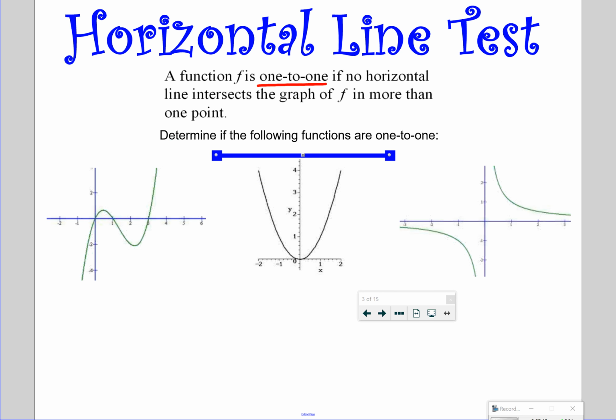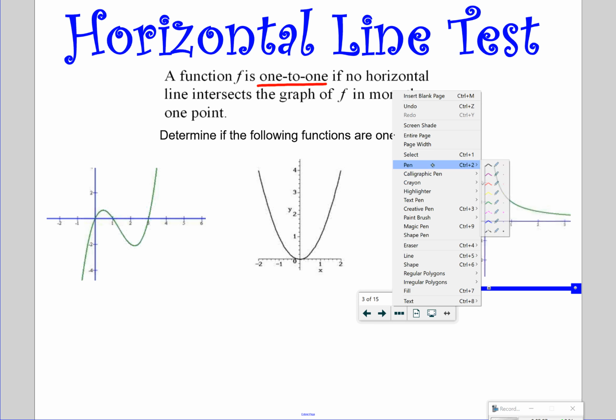Okay, same thing with the middle one. If I drag it down somewhere like here on my parabola, it's going to touch 2 parts of the graph at the same time. So not a one-to-one function. Let's look at the third graph. If I drag my line down, you can see I'm only touching one part of the graph at a time.